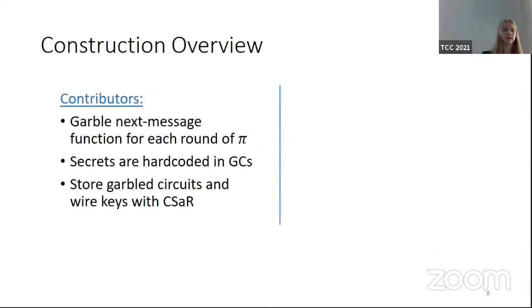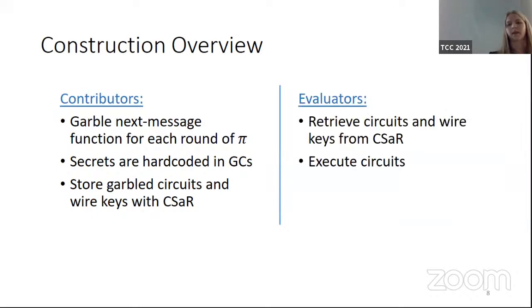How do we do it? Well, the main idea is the following. The contributors start by garbling the next message function for each round of pi, while hard-coding their private inputs. Then the contributors store the garbled circuits and wire keys with CSAR. The evaluators can then retrieve the circuits and wire keys from the CSAR and just execute the garbled circuits.